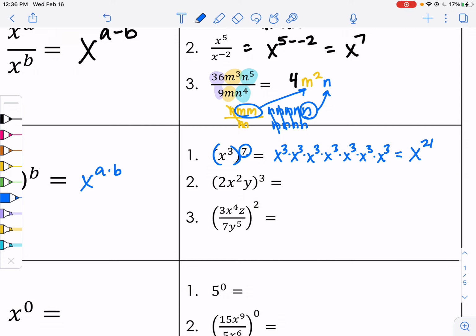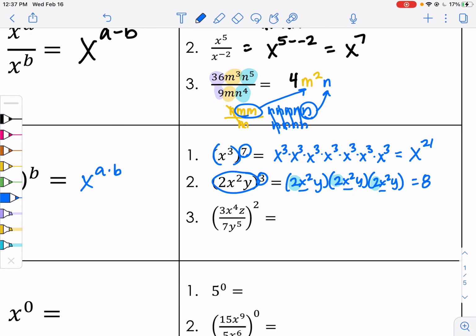The same is happening here. We have 3 of these things: 2x squared times y, 2x squared times y, 2x squared y. If you write it all out, it's easy to see that we have 2 times 2 times 2, which would be 8.